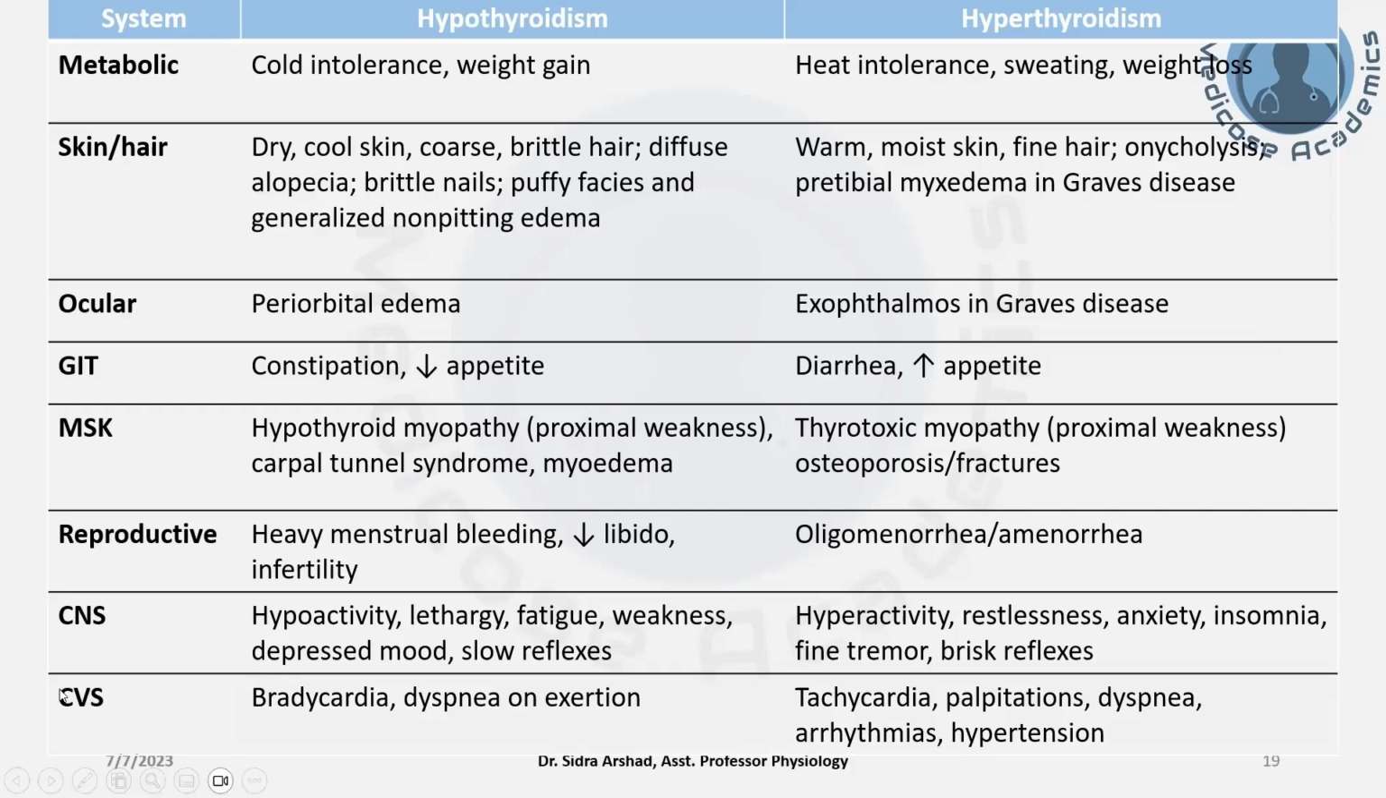The CVS effects are actually quite marked. In hypothyroidism, they may present with bradycardia and dyspnea on exertion because of the decreased cardiac output. In hyperthyroidism, tachycardia, palpitations, dyspnea, arrhythmias, or hypertension could be found because of the increased aspects of CVS functions.